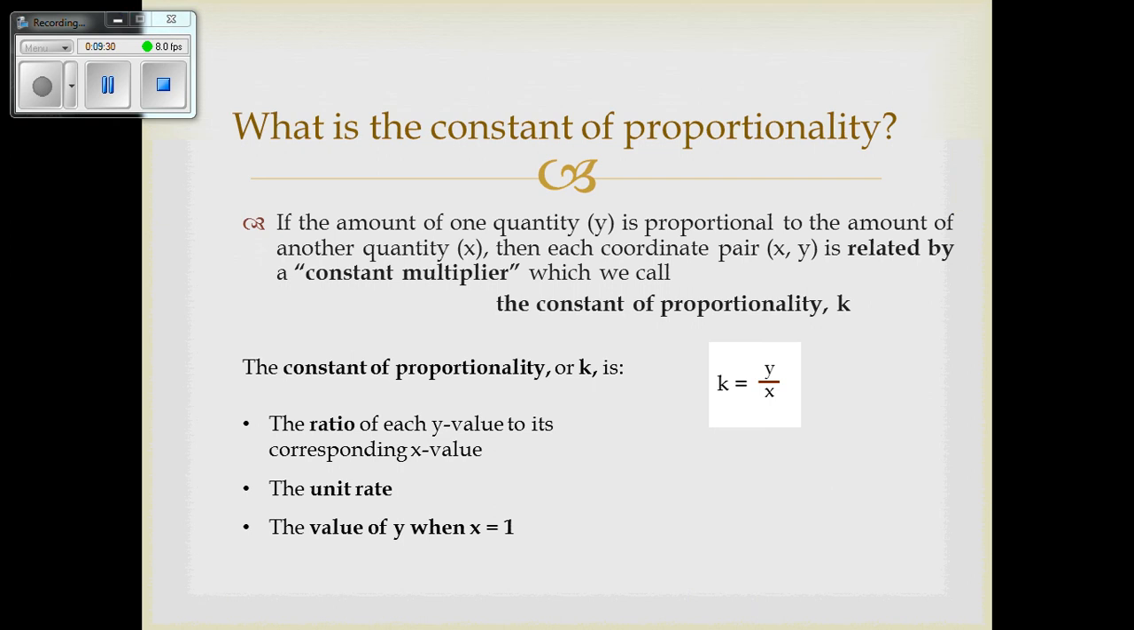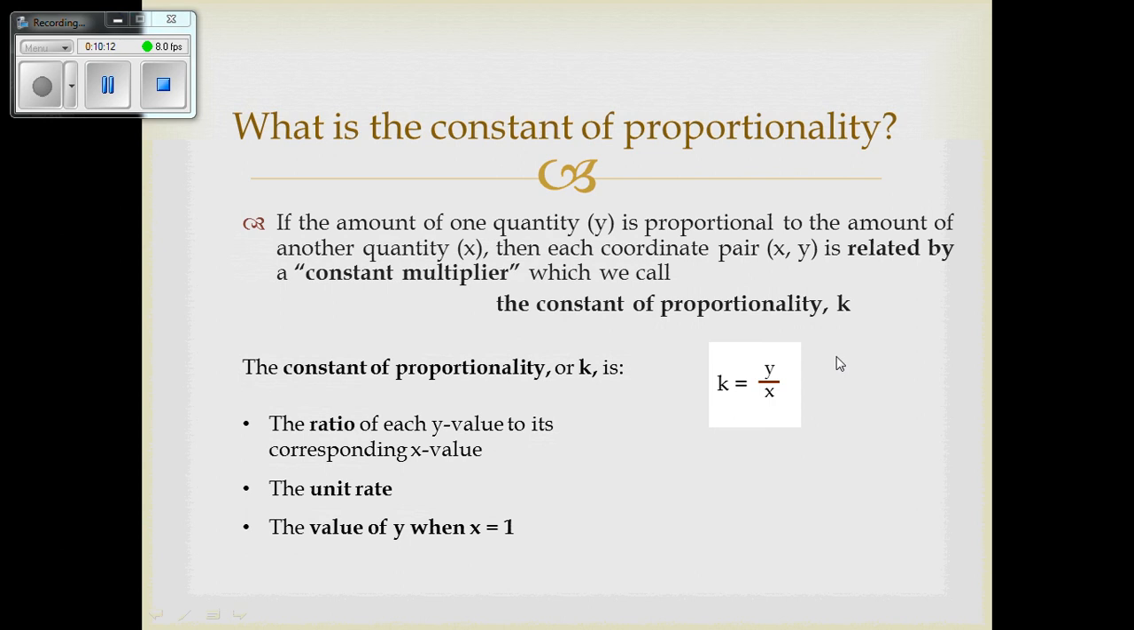What is the constant of proportionality? Constant of proportionality is going to be one of your big buzzwords in math this year. It is the constant multiplier that we multiply each x by to get our y. So the constant of proportionality is the ratio of each y value to its corresponding x value. It is the unit rate for the situation, and it is the value of y when x is 1.